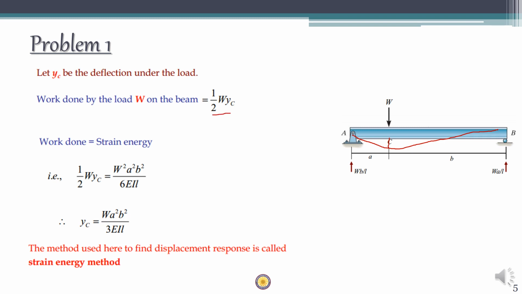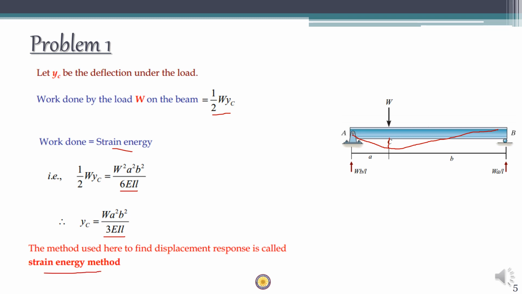The work stored in the beam is nothing but strain energy, which we already found out. So we can equate them to each other. So half W into YC is equal to W square A square B square by 6EIL, which is nothing but the strain energy of the entire beam, right? So from here we can find out what is YC, or deflection at C, right? So we get deflection at C, YC is equal to W A square B square divided by 3EIL. So this method of finding the displacement is also called the strain energy method.